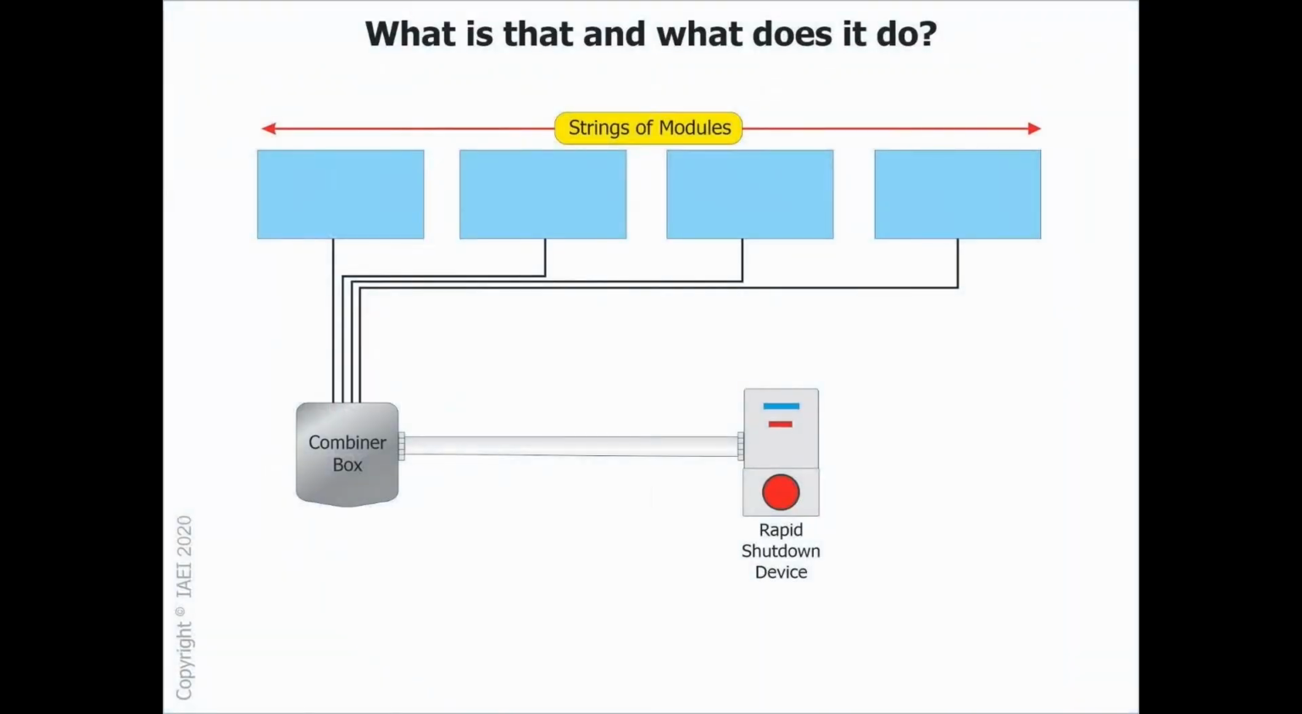And there's just a diagram that shows you that modules are connected in what we call strings. That's usually a series parallel arrangement of modules. We'll get more into that later, but there's going to be several, normally more than 4, but it could be anywhere from 4 up to thousands, depending on the size of the array.